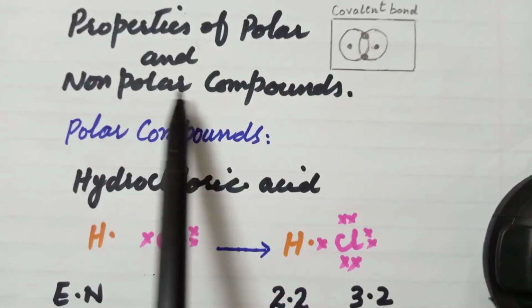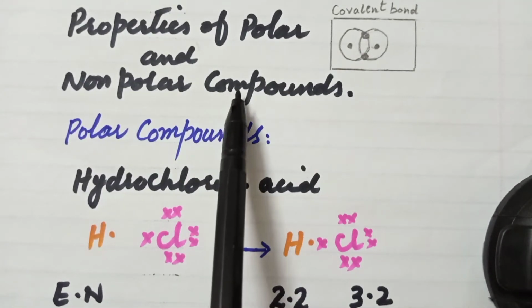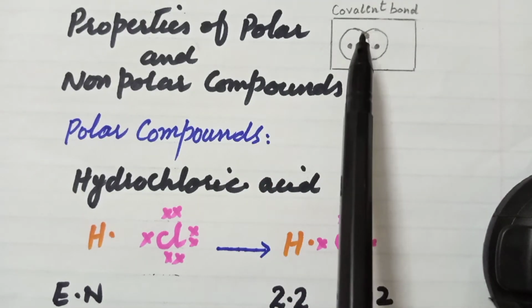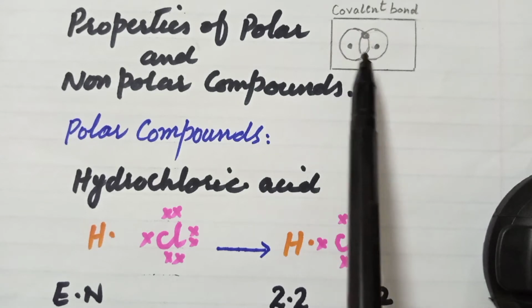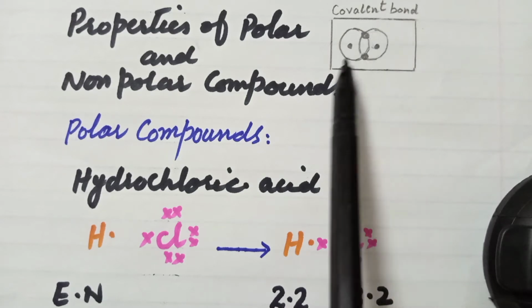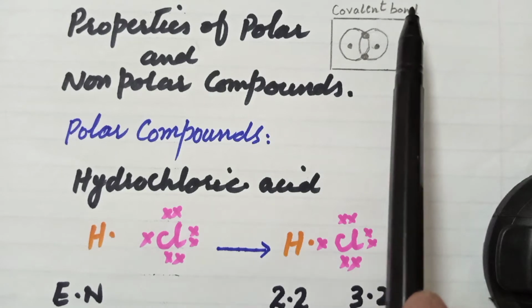Polar and non-polar compounds are types of covalent compounds, and a covalent compound consists of a covalent bond, which is formed by the mutual sharing of the valence electrons between the bonded atoms. When these two bonded atoms are different, then the covalent bond will be polar, and if these two atoms are similar, then the covalent bond will be non-polar.